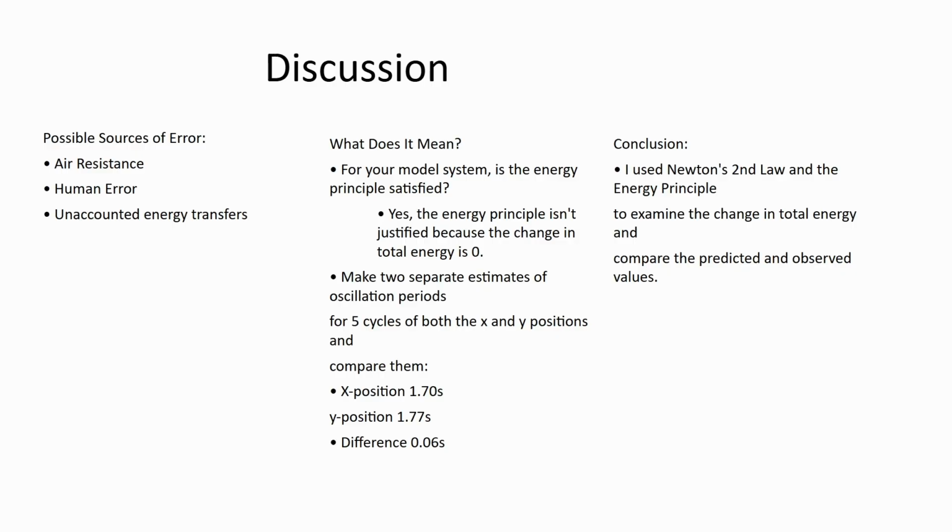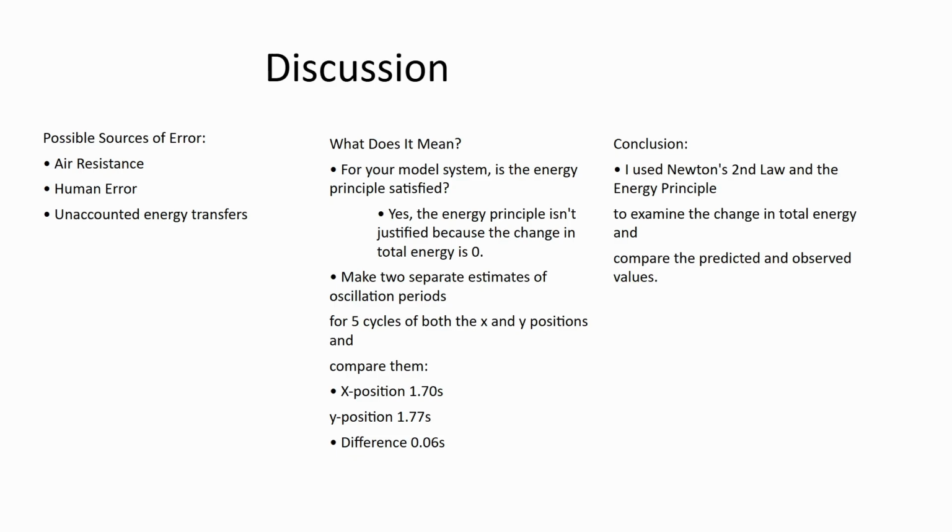And then it has to make two separate estimates of oscillation periods, and for 5 cycles, both the x and y positions, I compared them and got the x position to be 1.7 seconds and y position to be 1.77 seconds, and the difference is about 0.06 seconds.